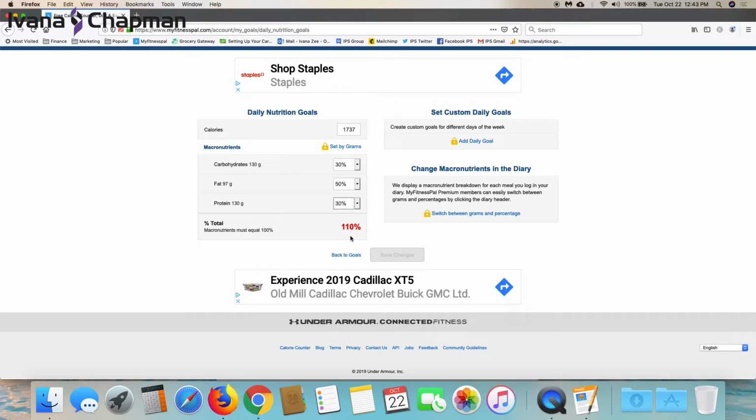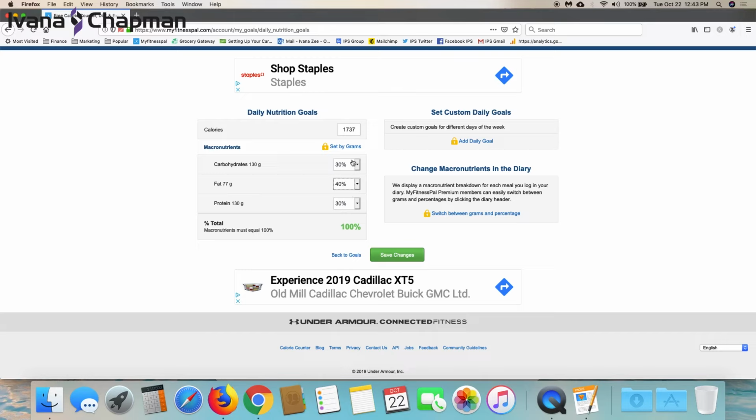So you've got to work out those 10%. You've got to subtract them somewhere. And it all depends on what you want to do. Here I would naturally kind of bring this down. And this is a perfectly good setup here. So 130 grams of carbs, 77 grams of fat, and that is their 30, 40, and 30% split.